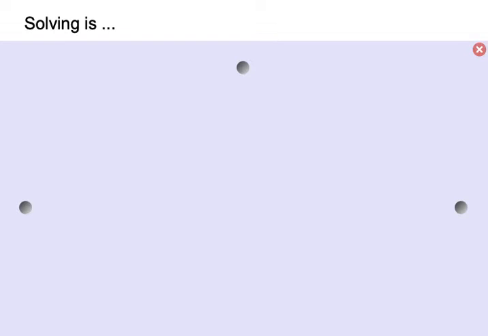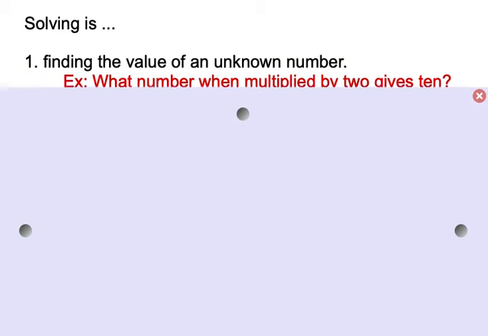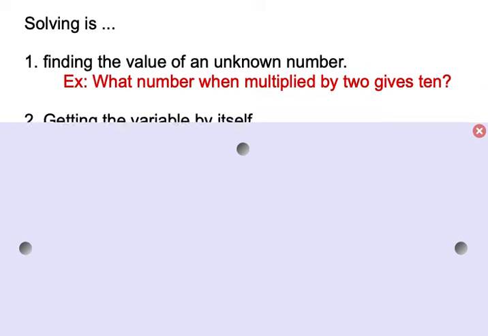Okay, first let's take a look at what solving is. There's a couple ways to look at it. Solving is finding the value of an unknown number. For example, what number when multiplied by 2 gives 10? Now for that, you just kind of think about it for a moment. A number that you multiply by 2 and get 10, it'd have to be 5, right?